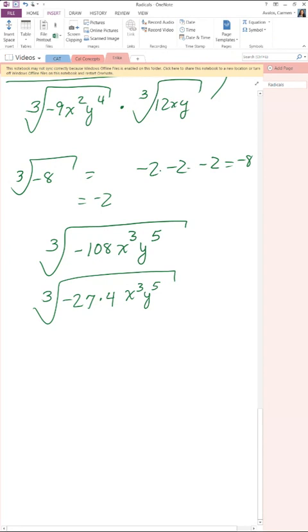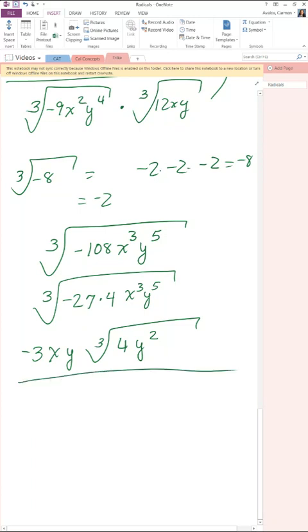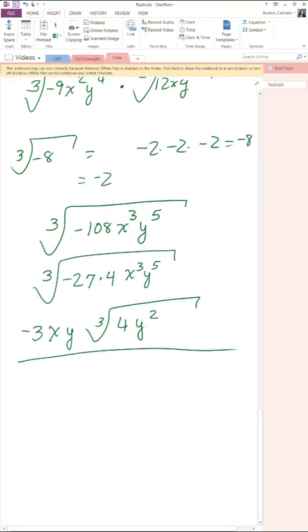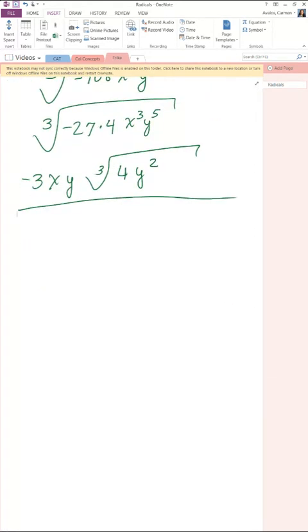But 27 could come out, and that gives you a 3 out in front. So you're going to get a 3 out there. And you could have a -3 because that's going to give you -27. The x comes out, 1 y comes out, and you're left with the cube root of 4y squared. I think I did the math right there. Okay, so same thing happens when you are dividing. It just reduces the same way.